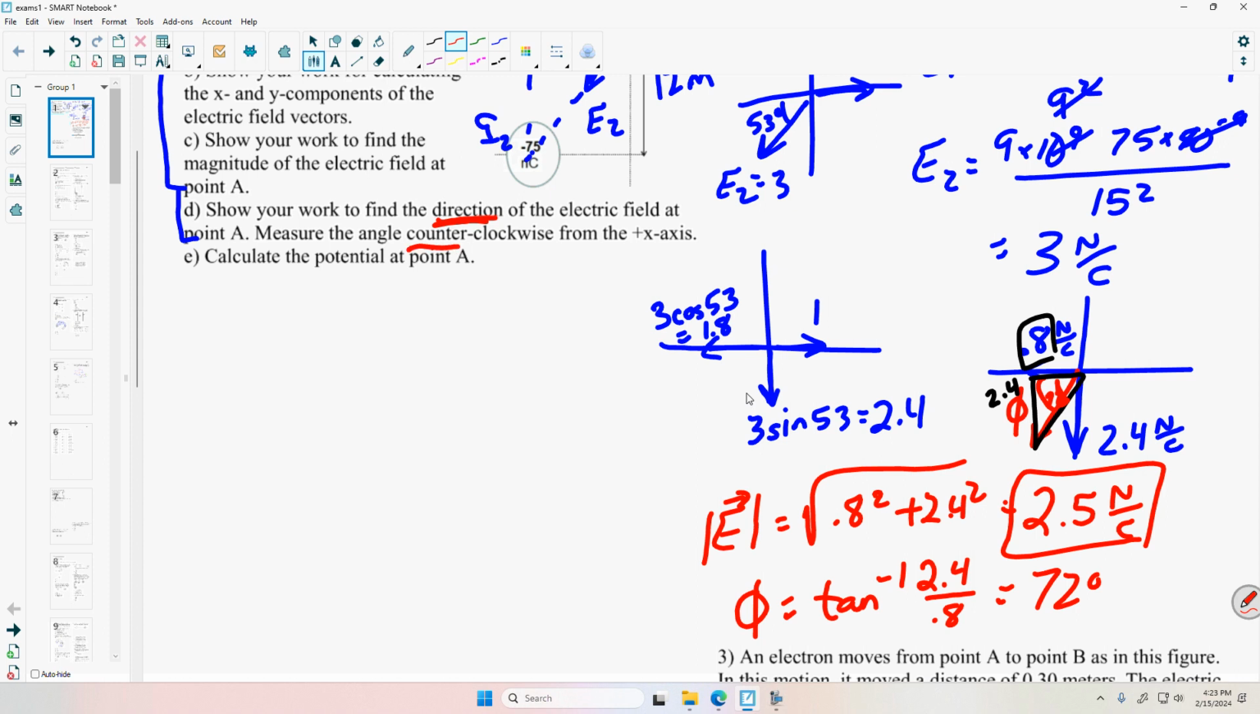I want it measured counterclockwise from the plus x-axis. That will be true on your exam on Monday too. So I don't want that 72 degrees. Instead, I want this angle right here. And so I would say 180 plus 72 is what? 252 degrees from the plus x-axis. So make sure that you're adding in the appropriate amount in order to measure it from the plus x-axis.